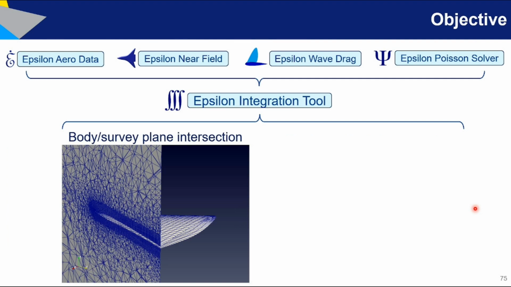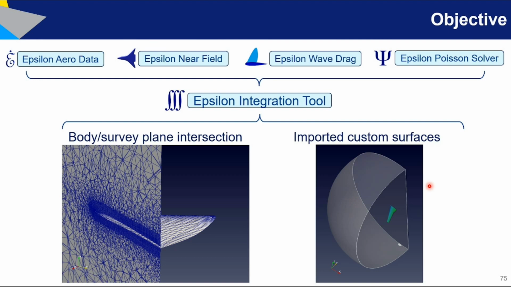And then you will have some experimental features that we're testing right now. For example, you can include the upstream part of the body. If, let's say, the plane intersects a given part of the geometry, we have a tool that allows you to retain the upstream part or the rear part of the body, depending on what you need. Another experimental feature is to import custom surfaces so you can perform any integral on a given control volume.